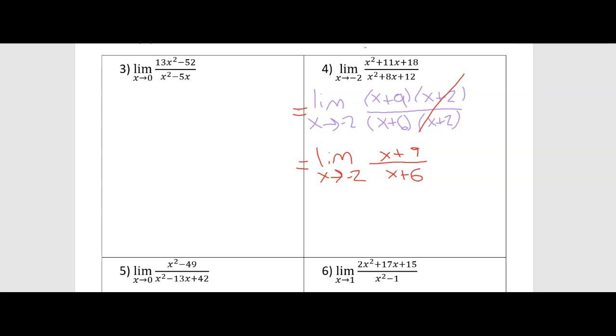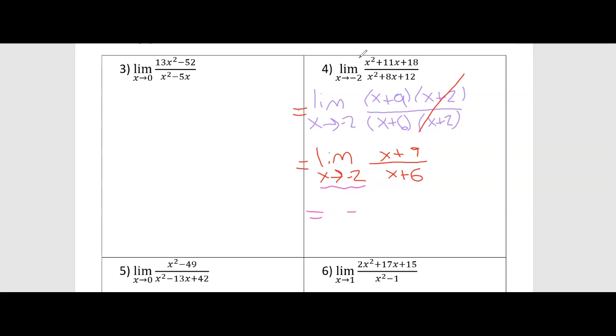Remember, the function doesn't have to be continuous everywhere for us to be able to use direct substitution. It just has to be continuous at x equals a. And in this case, our x equals a is x equals -2. So even though this function is discontinuous at x equals -6, that is not the value we care about, right? It's continuous at x equals -2, which means we can use direct substitution and use whatever answer we get as our answer to this limit.